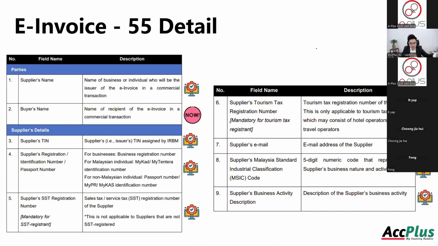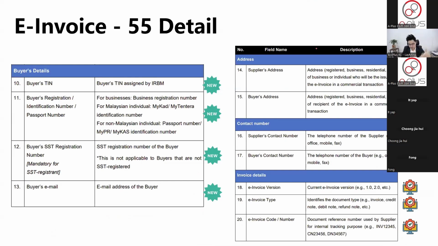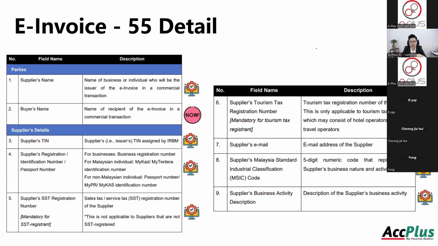You see, it seems like a lot of information, right? But actually, if you use software to create the e-invoice, it will help you save a lot of time, because most of the items we can save early. Like the supplier name and buyer name. For the accounting system, the supplier name means your name, lah.